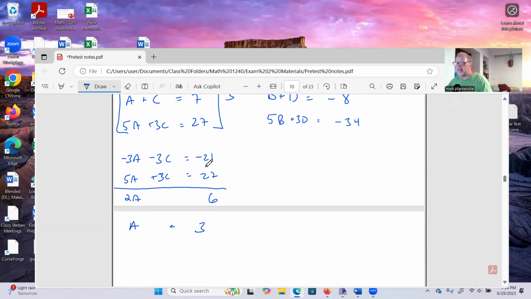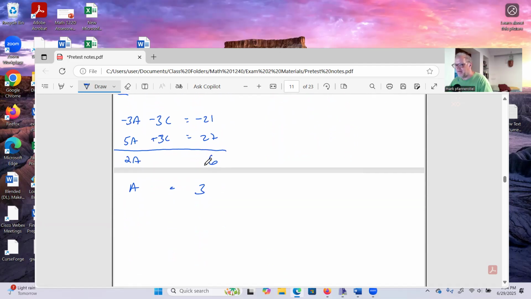Okay. And since I know that a is equal to 3, a plus c is equal to 7 gives 3 plus c is equal to 7. C is equal to 4. Okay. So that's two of my letters that I've sorted out there.